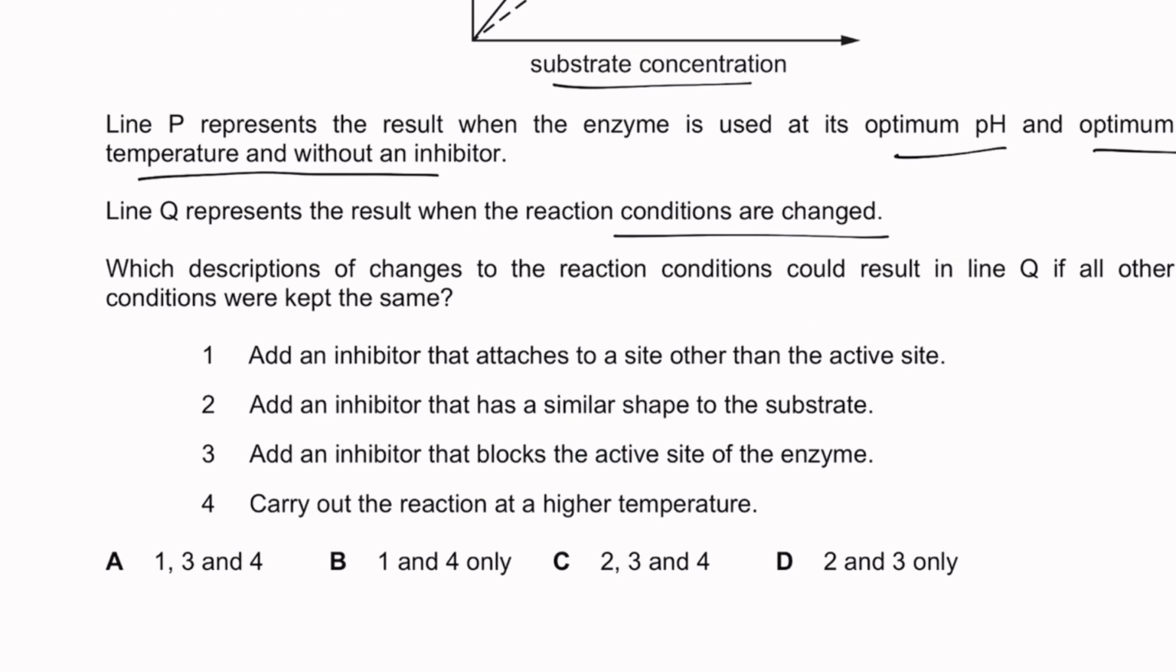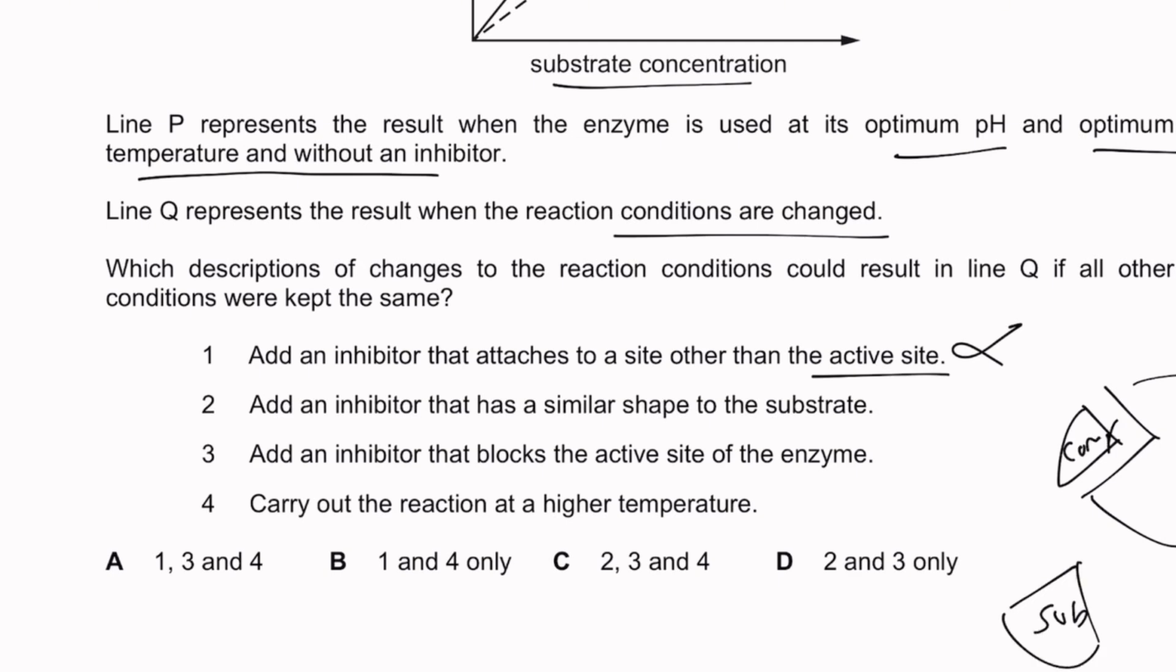So what description of the changes to the reaction conditions could result in line Q? An inhibitor that attaches to the site other than the active site. This is wrong because it has to attach to the active site. That's the only difference between a competitive and non-competitive inhibitor: the competitive inhibitor directly attaches to the active site given it has a similar structure to the substrate. So this is the substrate, this is the competitive inhibitor, and the enzyme couldn't tell the difference. This is why the rate goes slower, because the enzyme is wasting time with the competitive inhibitor rather than reacting with the substrate. Okay, so this is wrong.